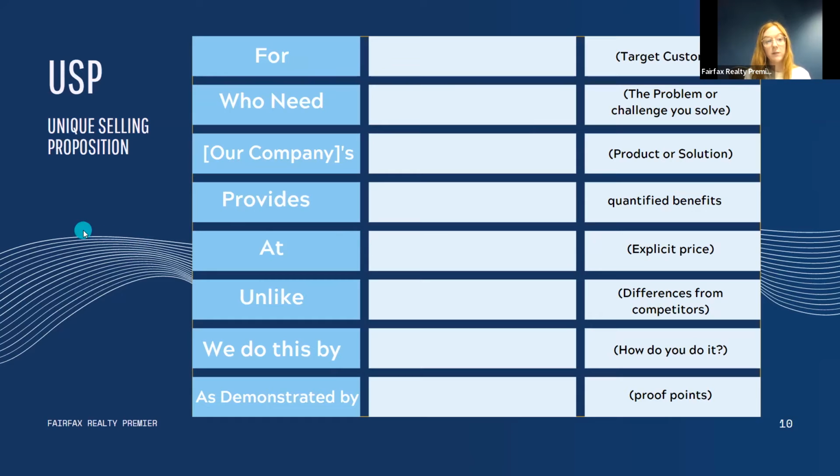So that is what comes next. What is your solution to their problem? So their problem is they don't have a home, they want to buy a home. What's your solution to that? Oh, we have a process to help them figure out what kind of home they need, how much they can spend, and then we push them through that process. So the quantified benefits is the next one. This is what you provide.